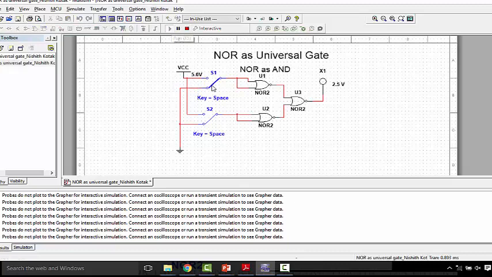I am running the circuit. Initially both the inputs are at logical low, that's why the output would be low. Whenever I toggle one of the switches, my output is still logical low, since my AND gate would only reflect logical high when both the inputs are at logical high. Now I am applying both the inputs with VCC and thereby my output is reflected as logical high state.